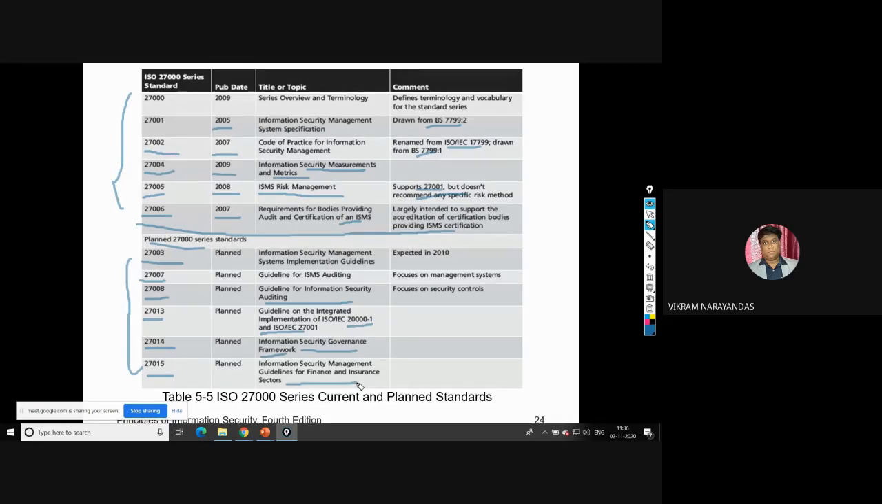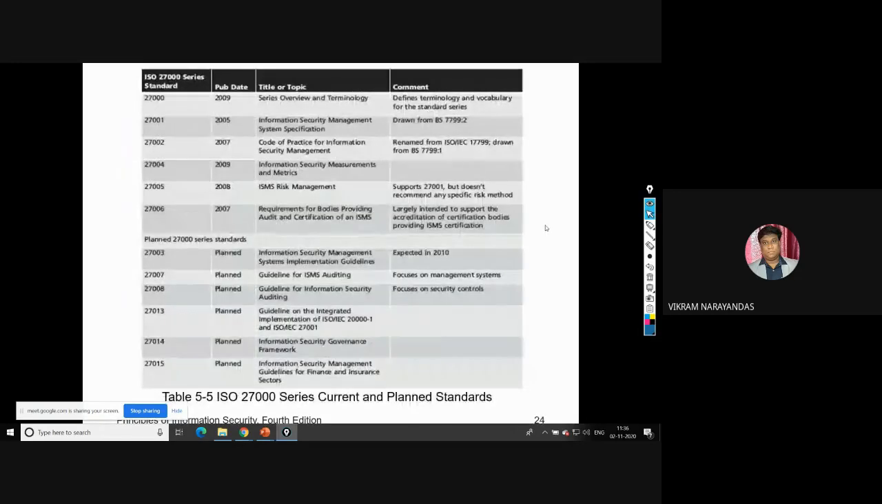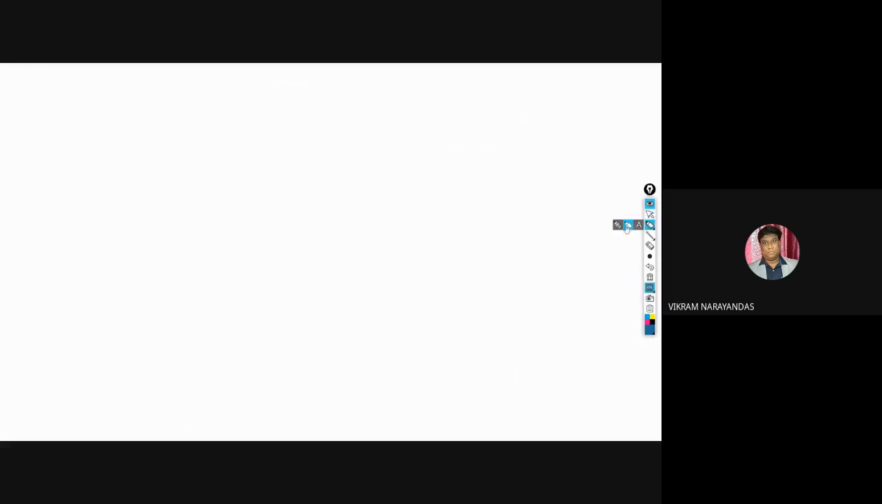So we have 10 sections of the ISO 17799 standard series here. Before discussing the NIST security models, we'll discuss the 10 sections of the ISO IEC 17799 series standard here. First one is organization security policy. Generally, organization security policy is needed to provide management direction and support for information security. Second one, organization security infrastructure.